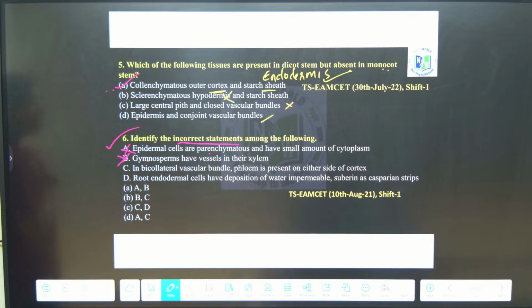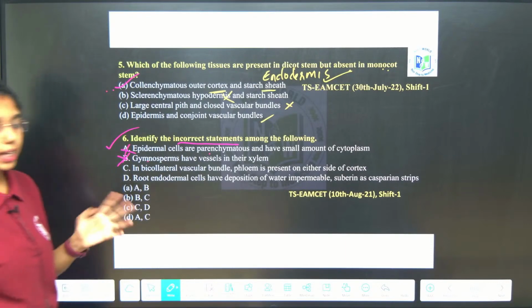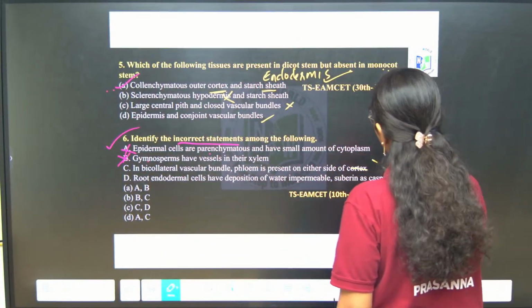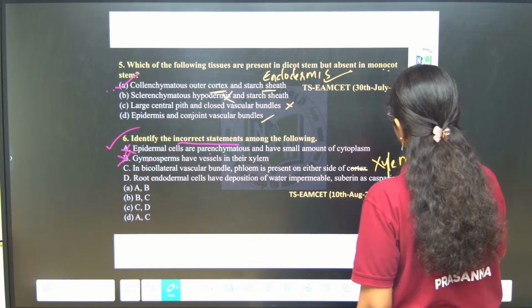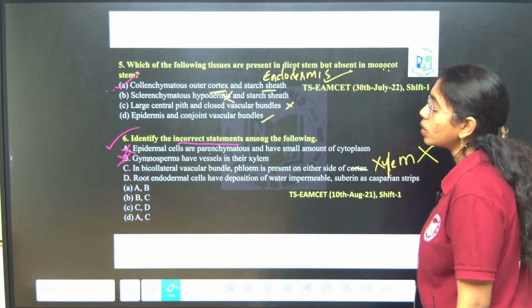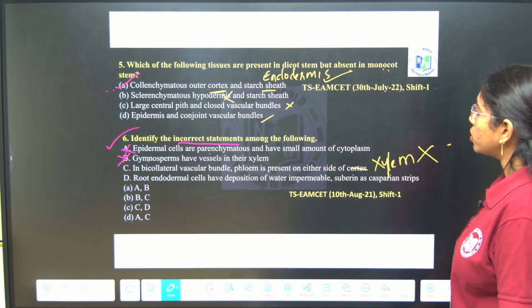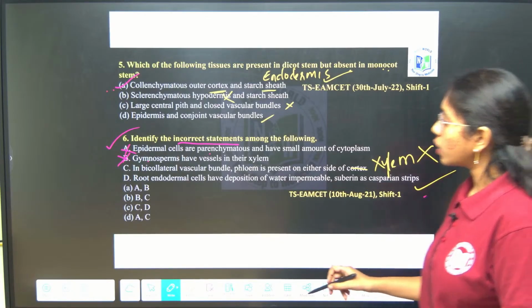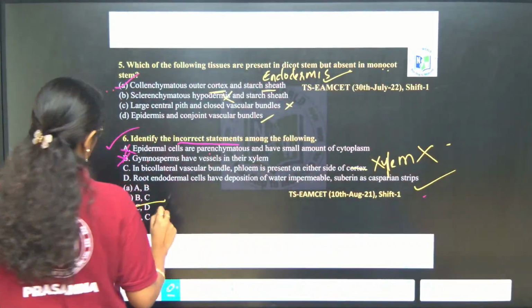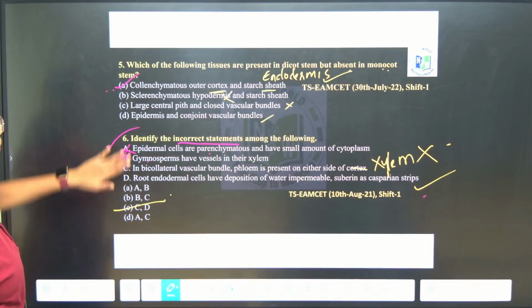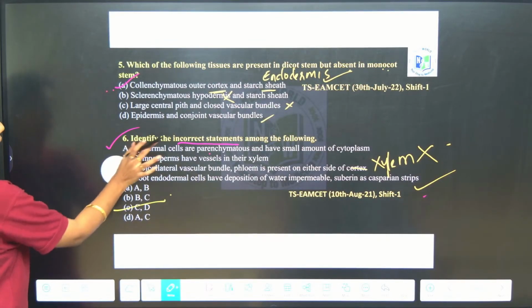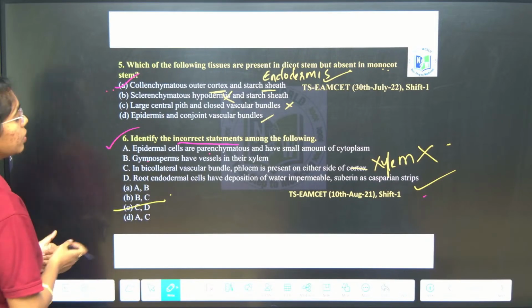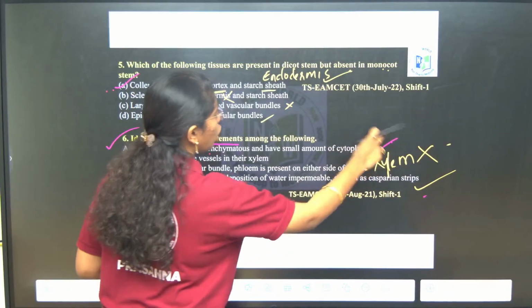Bicollateral vascular bundles. Phloem is present on either side of xylem, not cortex. So this is wrong. Root endodermal cells have depositions of water impermeable suberinous Casparian stripes. So D is correct. You can eliminate the option C here. And then epidermal cells are parenchymatous only. Yes, parenchymatous cells will have large vacuole, but cytoplasm description is not given. So yes, you can consider this option as correct.